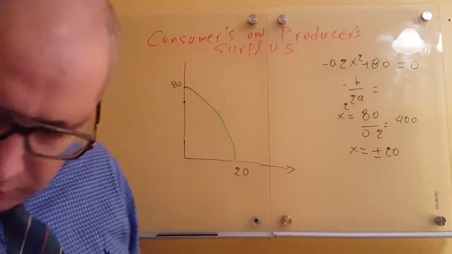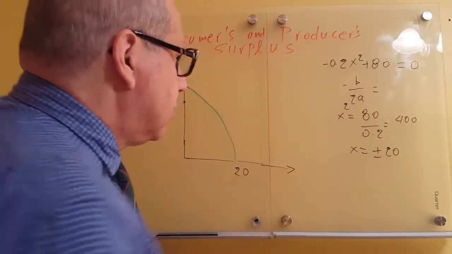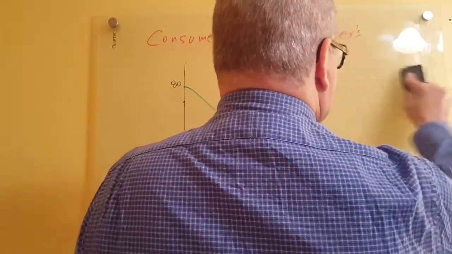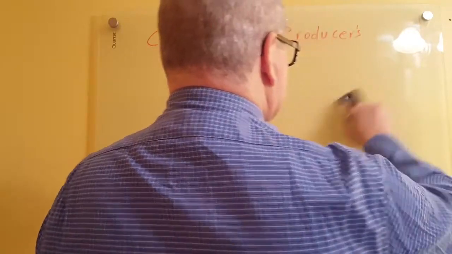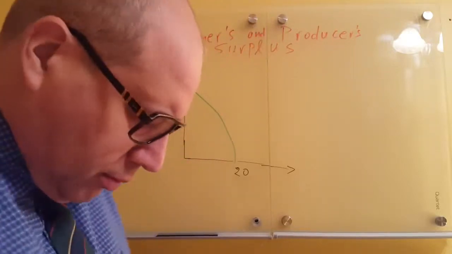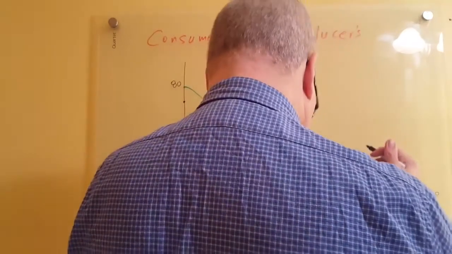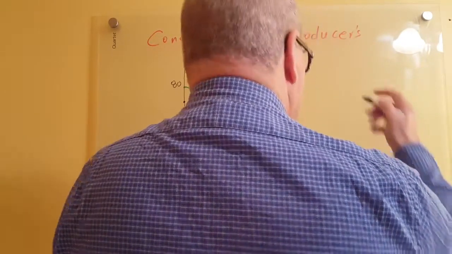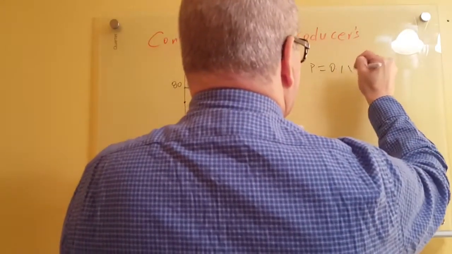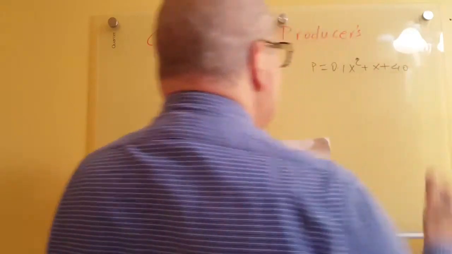So now let's draw the other equation, the price supply equation, which we said was P is equal to 0.1 x squared plus x plus 40.